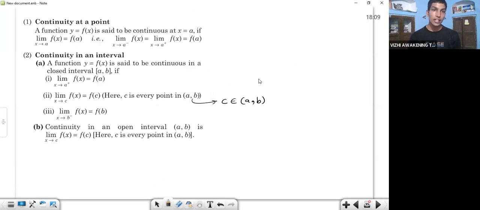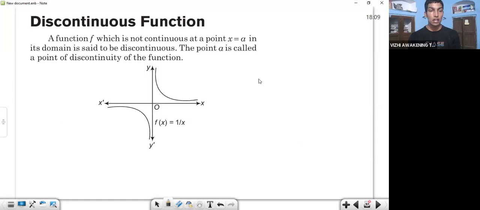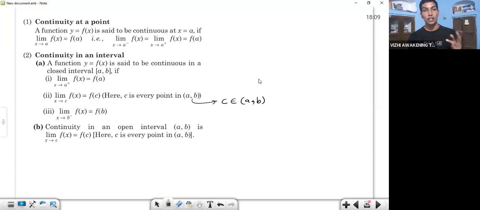So continuity at a point, continuity in an interval, and we are also going to discuss closed intervals and open intervals. First, let us talk about continuity of a function at a point. A function is said to be continuous at x equals a if the limit of that function is equal to f(a). And as we have talked earlier, whenever we talk about the limit of a function, we approach that point from the left hand side and right hand side, which we call the left hand limit and right hand limit. When the left hand limit and right hand limit come out equal to the value of the function, then the function at that point will be defined as continuous at that point.